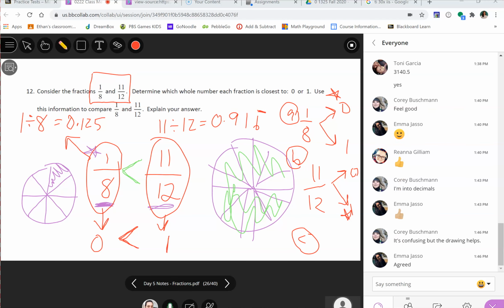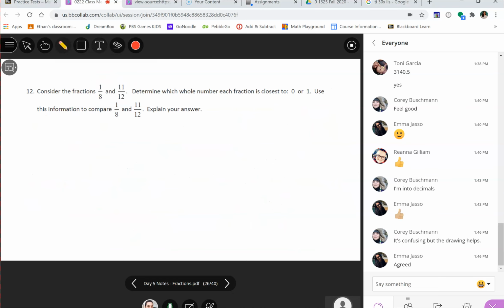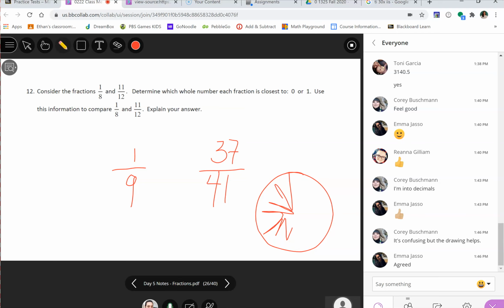Now, here's the problem with MyMathLab and drawings, though. You know that they're going to give you some kind of wonky picture, right? What if I had you compare 1 out of 9 to 37 out of 41 or something like that? We don't want to draw a circle that has 41 pieces in it. Oh my gosh, that'd be awful, right?